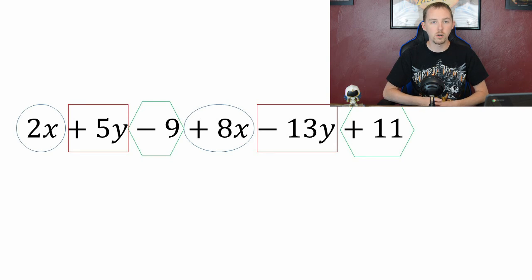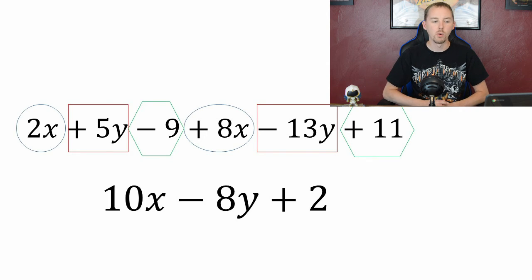So what we're going to do is we are going to add these pairs of similar terms together. So when we add 2x plus 8x, that makes 10x. And we've got 5y minus 13y, and it's minus 13y because it says minus in front of the 13. So 5 minus 13 is negative 8y, or minus 8y. And then we've got negative 9 plus 11, and it's negative 9 because it says minus 9 in front. So negative 9 plus 11 is 2. So all total, that gives us 10x minus 8y plus 2.